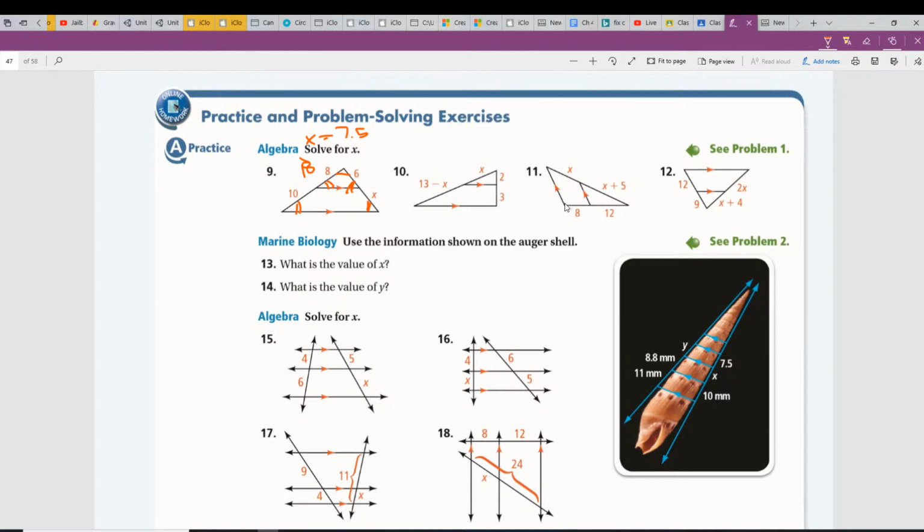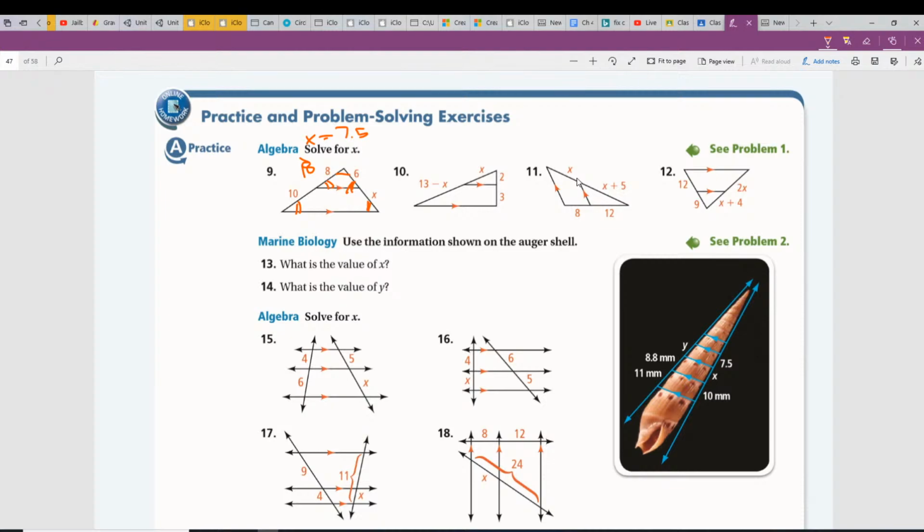Number 11. So we have the same type of situation, and I think you guys can try to figure out the pattern here, that since these are parallel lines, they're technically all going to be similar, right? Because these are corresponding and so are these because of our transversals. So we have two parallel lines here. The angles within them would be congruent, which means these two triangles would be similar.